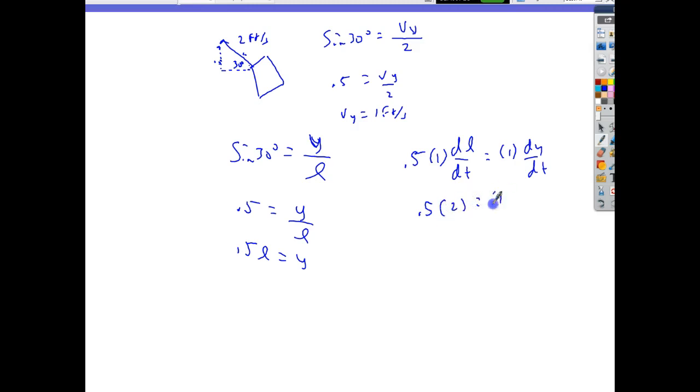And over here I've got y. dy/dt. What does dy/dt mean? It's how fast the y is changing with respect to time. That makes sense? Yeah. And that's what we're trying to find. So if I do a little work here, I get 1 equals 1 dy/dt. So dy/dt is equal to 1. Units, I'm using feet and seconds, so it would be feet per second. That's the calculus way to do the same problem.